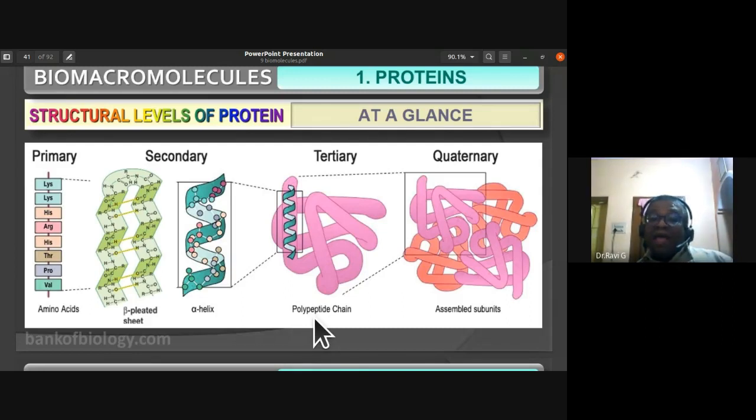If there is more than one polypeptide chain which exhibits the tertiary structure, we call it the quaternary structure. Such polypeptides which exhibit more than one tertiary structure in a unit, we call the quaternary structure. Example is hemoglobin, where they have four subunits, two alpha subunits and two beta subunits.